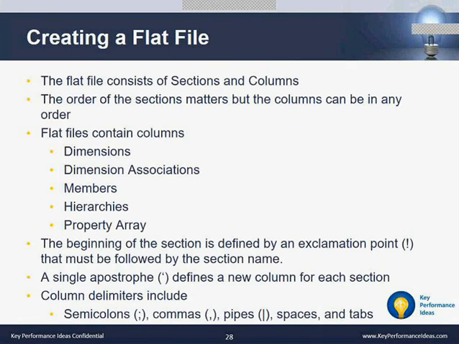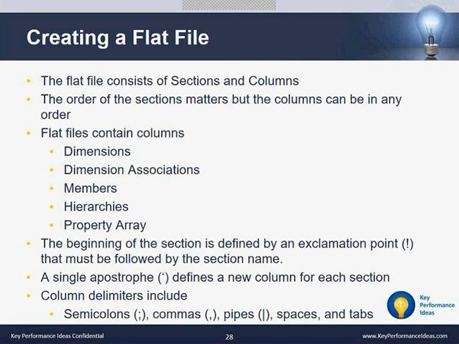The file format consists of sections and columns. The order of the sections matters, but the columns can be in any order. The flat files will contain columns for things like the dimensions, the dimension associations for things like attributes, member information, hierarchies, and various properties. The beginning of a section has an exclamation mark followed by the section name, and then a single apostrophe defines the new column structure for each section.